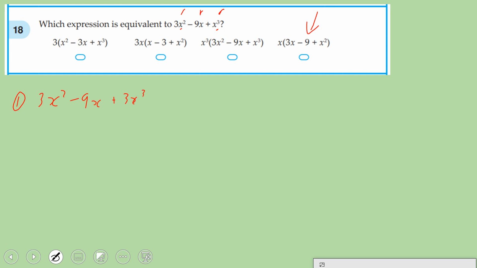So obviously not quite right because of that. Number 2: 3x times x is 3x squared. 3x times 3 equals 9x. Remember, you put the minus sign because positive times negative gives a minus sign. And 3x times x squared equals 3x cubed.